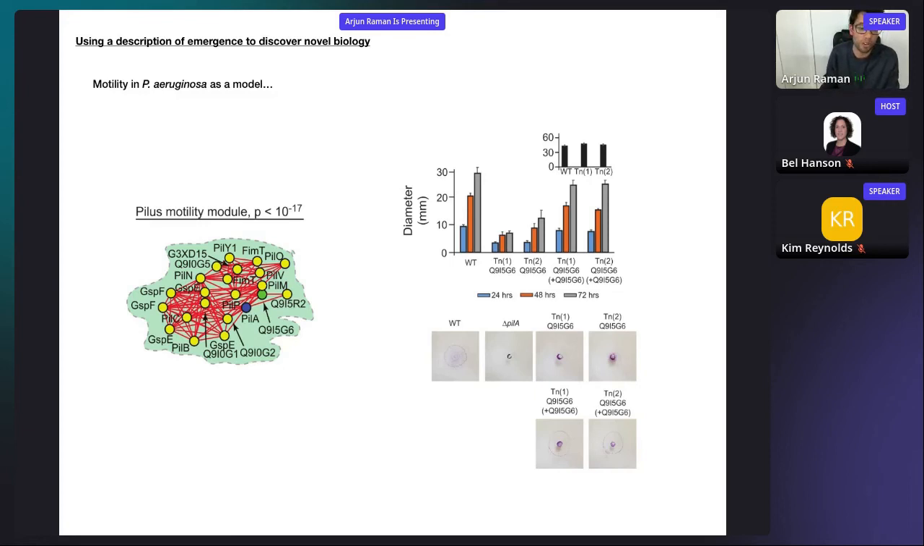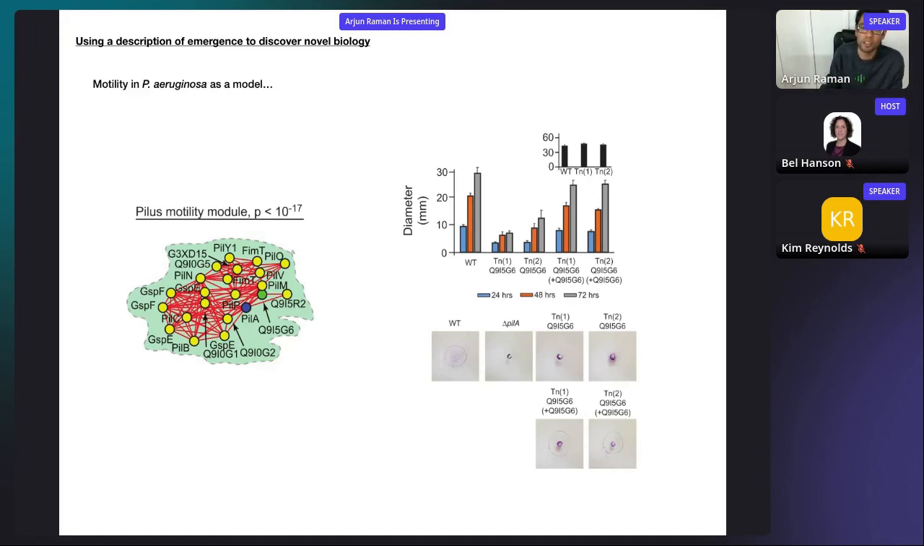What I'm showing you here is just one example of the results that we found for Q9I5G6. On the x-axis here is wild-type PA01 Pseudomonas, one of the transposon mutants for Q9I5G6, the other transposon mutant for the same gene, and then the transcomplementation of the gene in the background of the transposon mutants. The bar graphs show measurements of twitch motility at 24, 48, or 72 hours post assay induction.